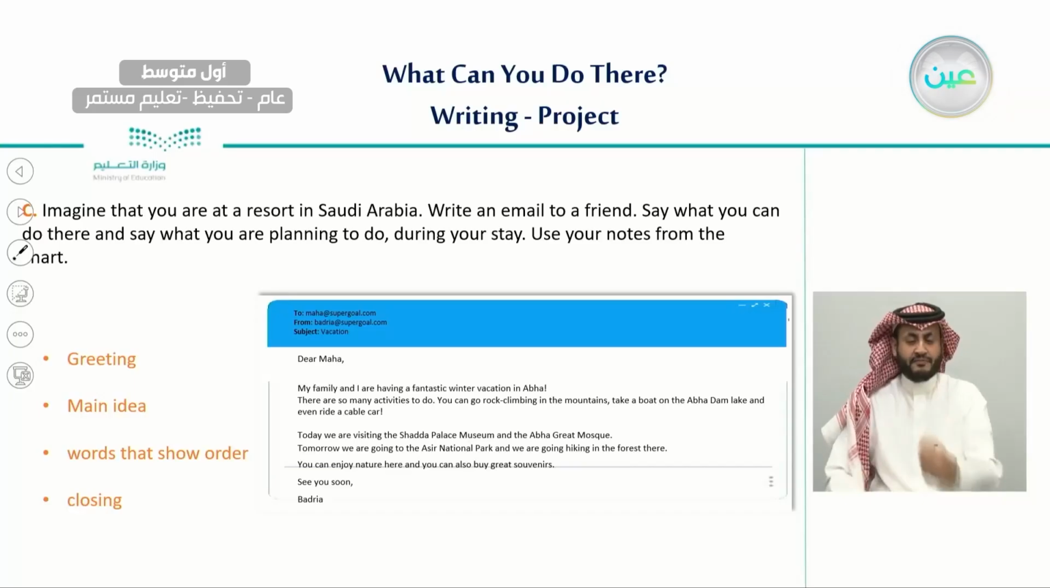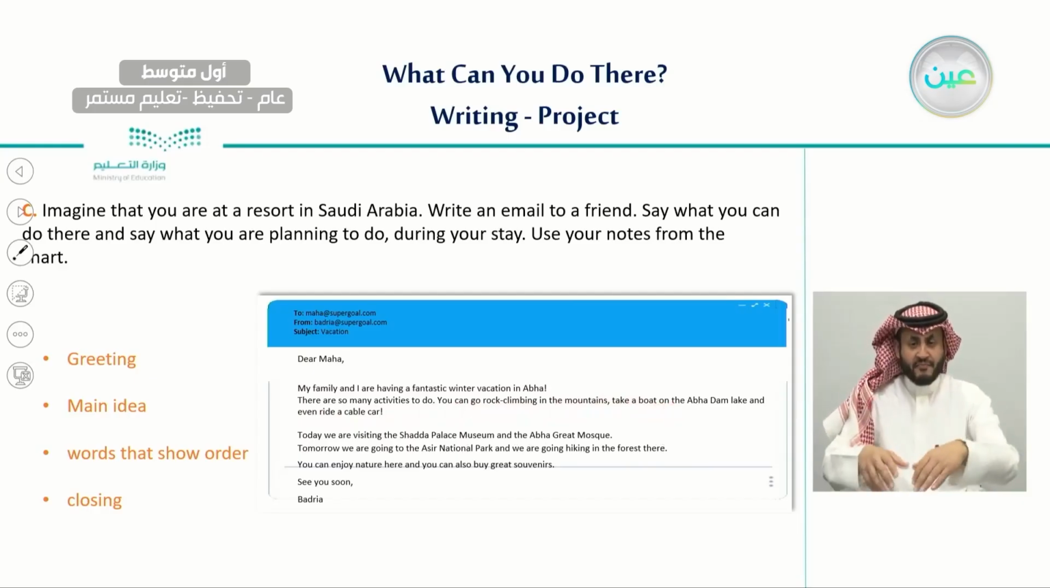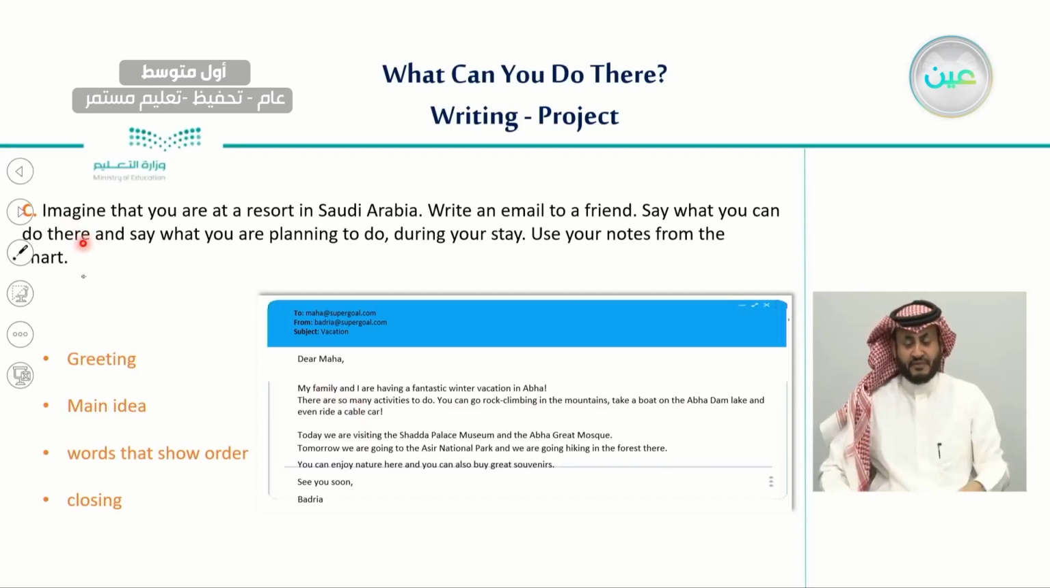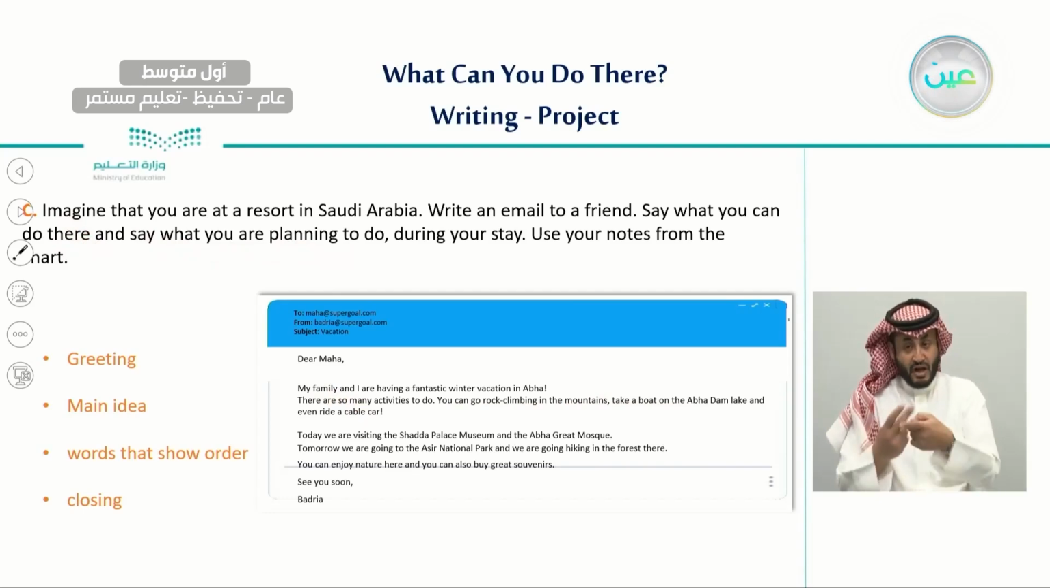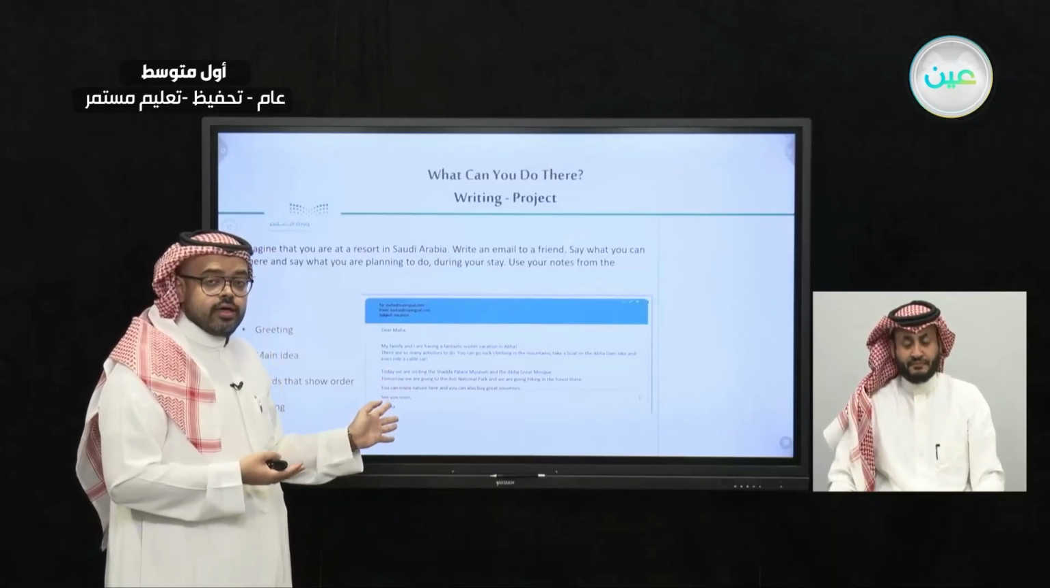In this example email, we have written what we can do. Badriya wrote what she can do by saying, for example, you can go rock climbing in the mountains, take a boat in the Abha Dam Lake, and also ride a cable car. So this answered the first one, which is what you can do there. And what you are planning to do, this is the second part. This email also answered that.